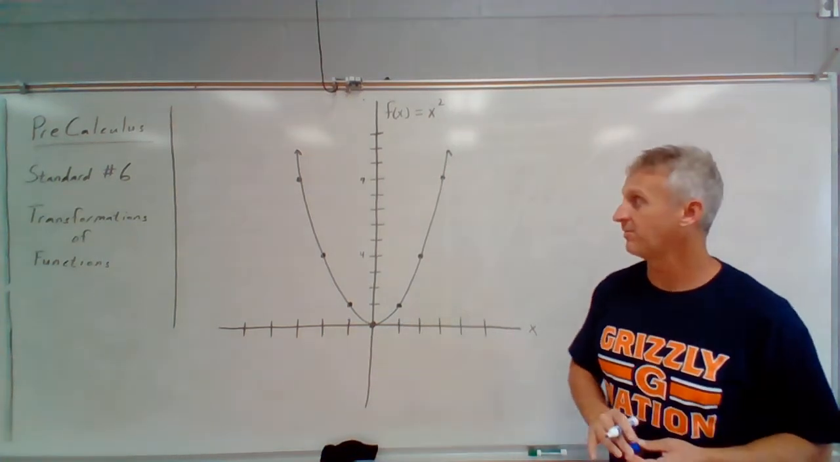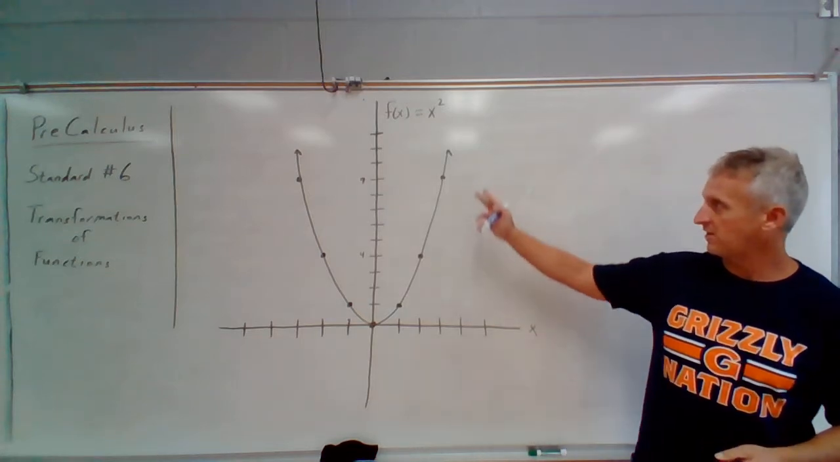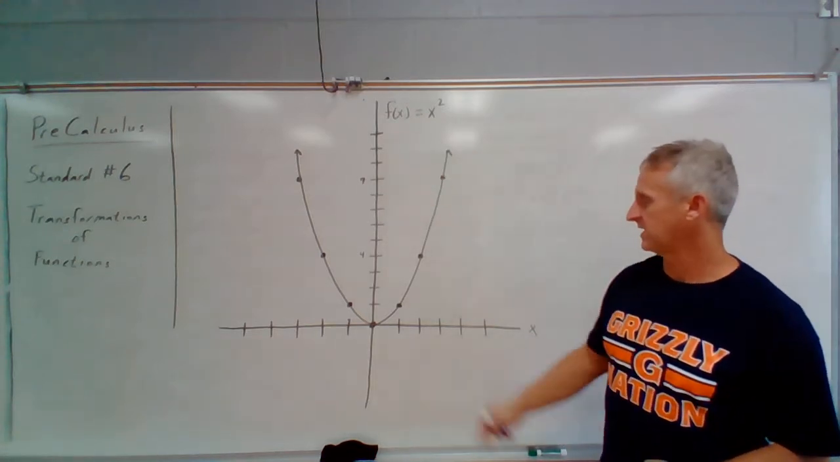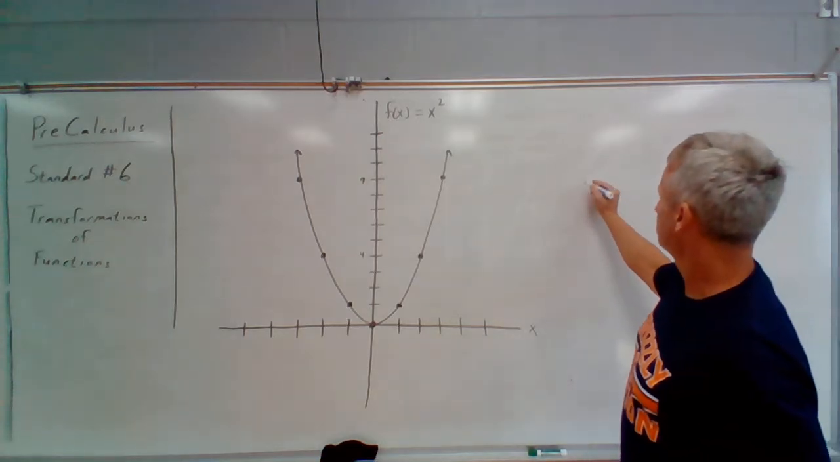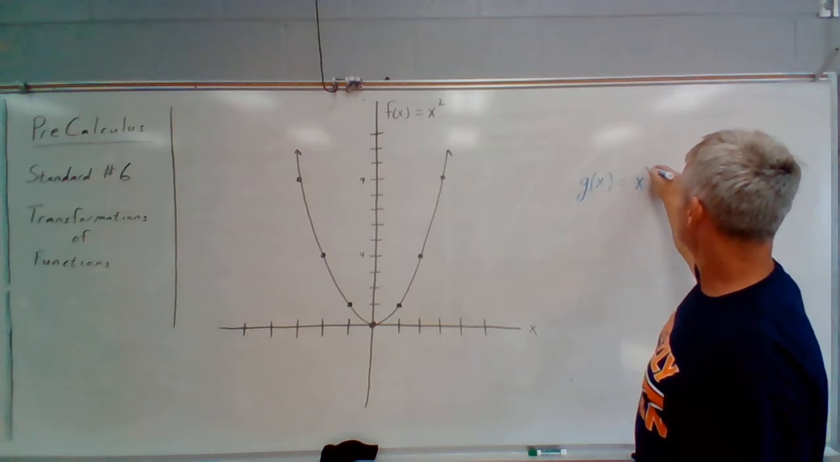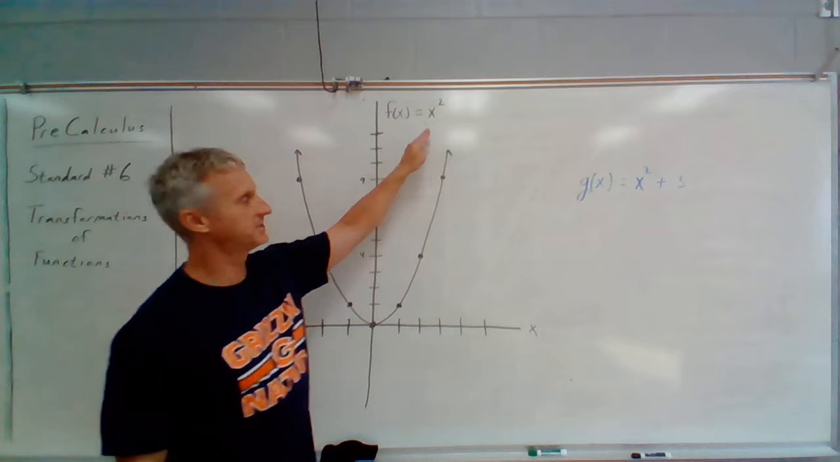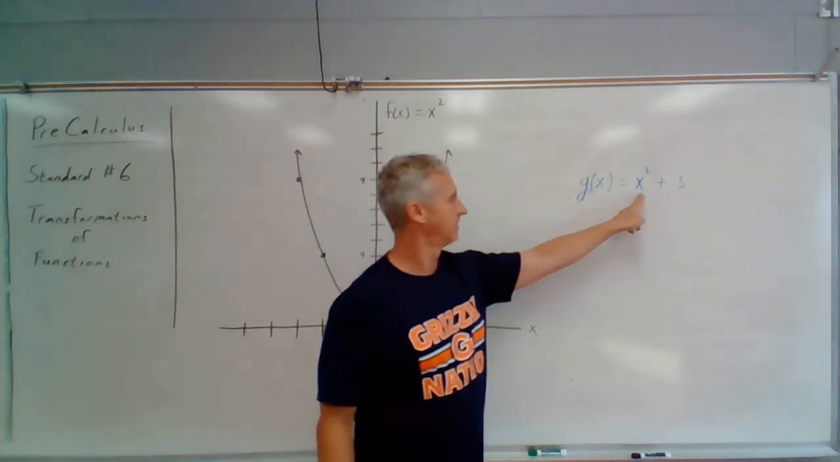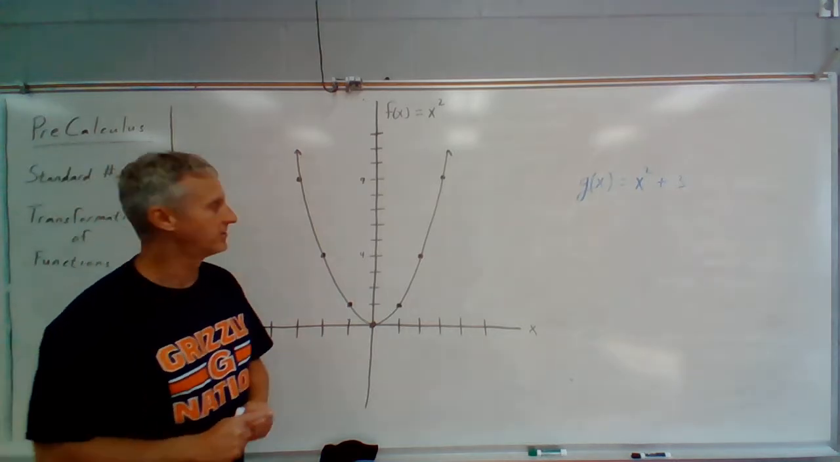All right, let's talk about various transformations of functions. So here I've graphed for you already f of x equals x squared, plotted a few points and made a graph. Let's consider this function, g of x equals x squared plus 3. Notice I've taken the same function, x squared, but I've added 3 on the end.